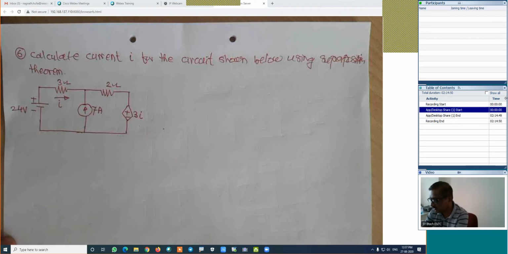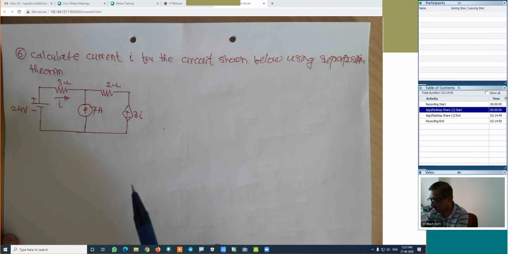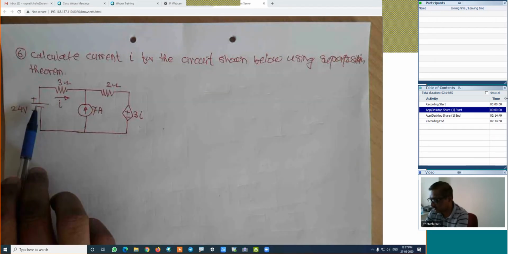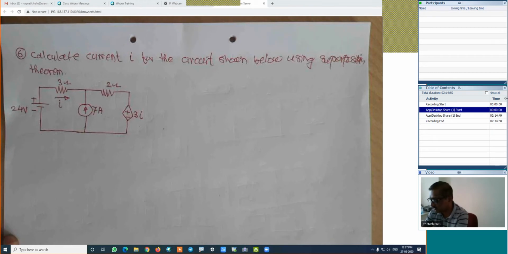In this case, how many sources are there? We have 1, 2, and 3. 3 sources. But there is no meaning for the dependent source. In case of the superposition theorem, we have to find out number of independent sources, not the dependent sources.